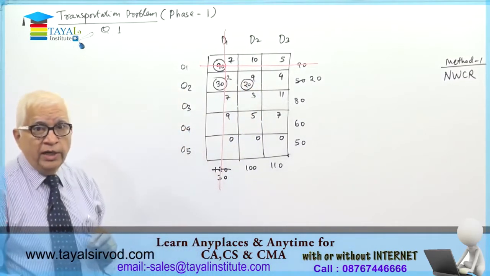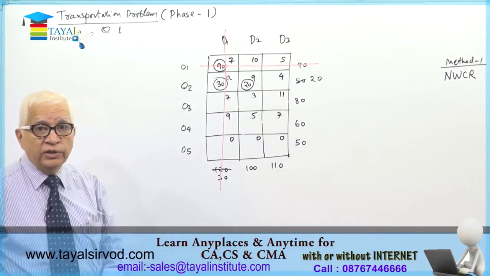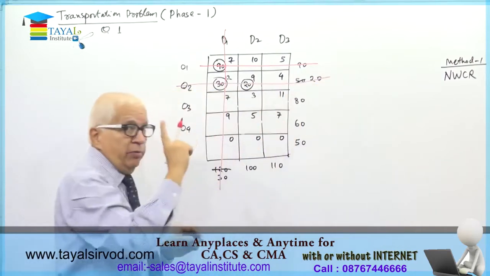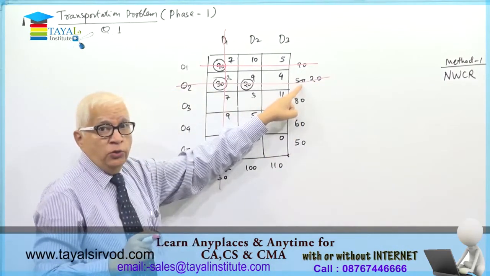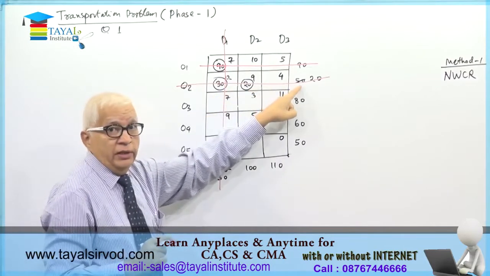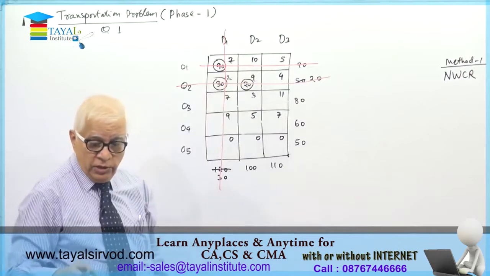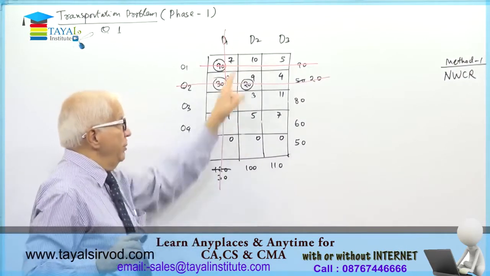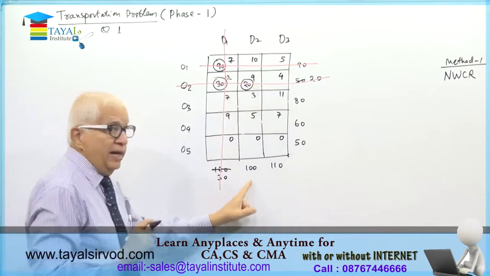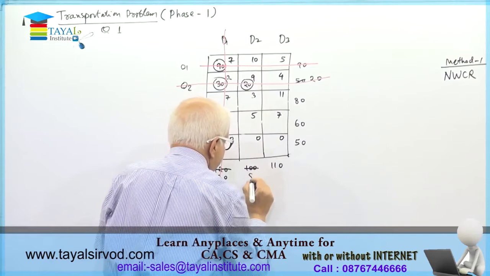Once I do that, can you see that the availability at origin O2 is finished? I had 20 units. I have already allocated them here. Remember, totally there were 50 units at O2, of which I have allocated 30 here and 20 here, making a total of 50. So availability at O2 is finished. But what happens to the demand of destination D2? Destination D2 has a total demand of 100, of which 20 is already supplied. Therefore, balance demand at destination D2 is 100 minus supplied 20, so 80.